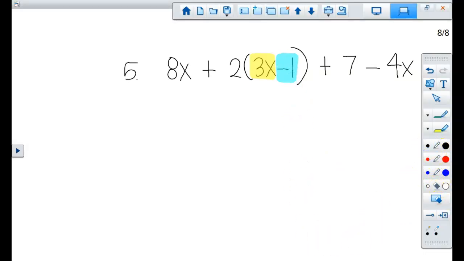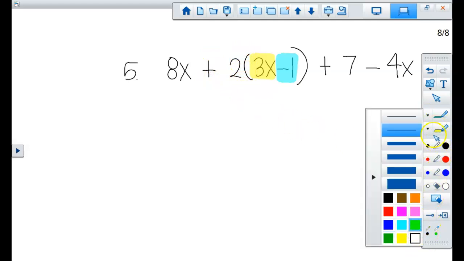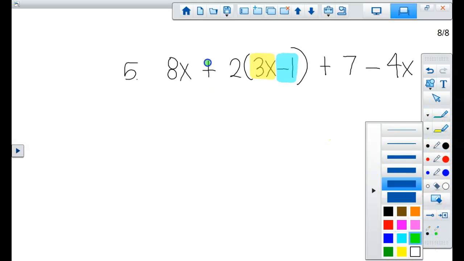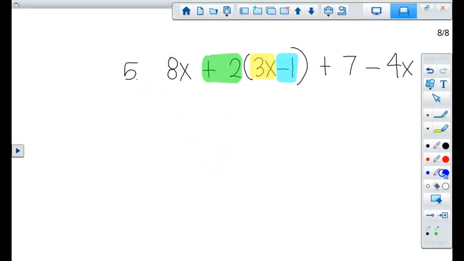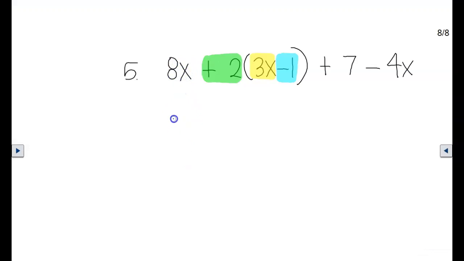Now, I want to point out something here. I want you to notice that the plus 2 is right beside those parentheses. I'm going to highlight that. So this plus 2 is what I'm going to distribute. This 8x is just extra stuff. He is not next to the parentheses, so that is not what I'm distributing. So what you are going to do is take this 8x and just move him down to the next line.